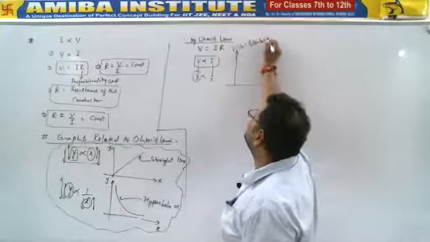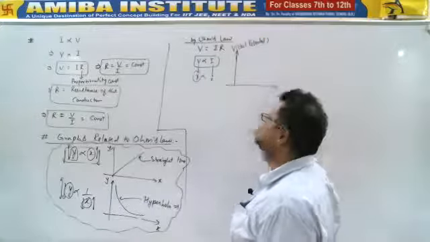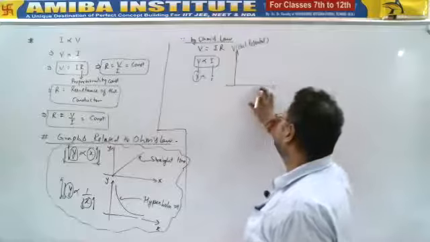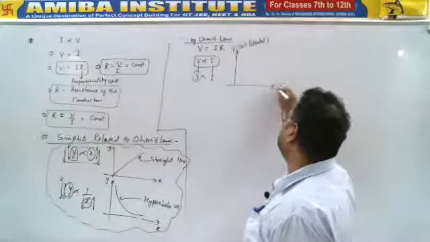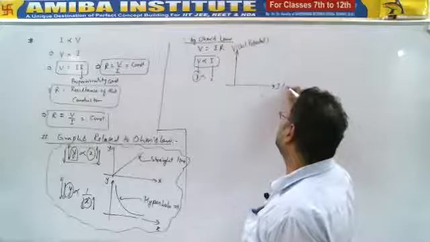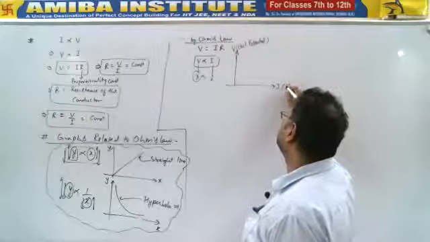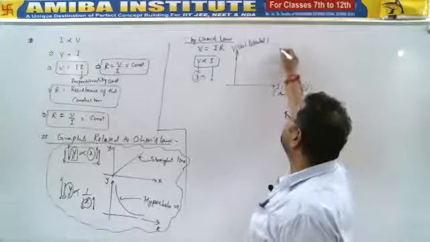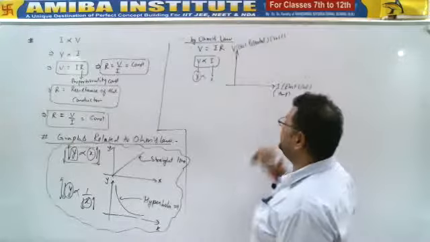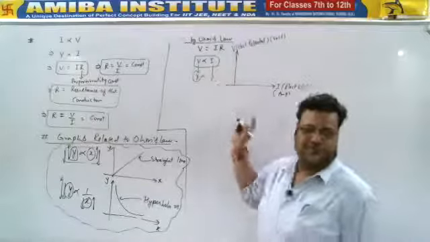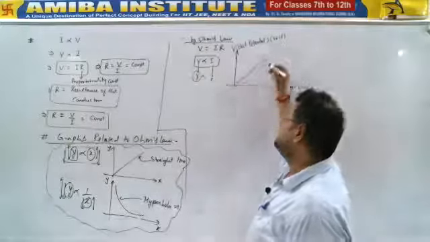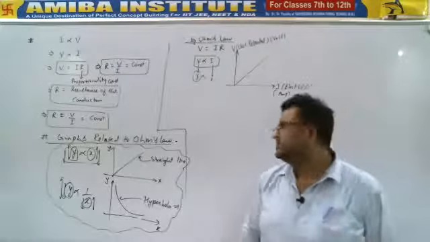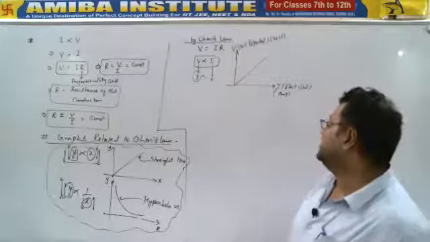And similarly, if the x-axis is represented by electric current in ampere, and this is in volt, then the graph between V and I will be a straight line. So whenever you are asked to draw the graph between V and I, draw a straight line.